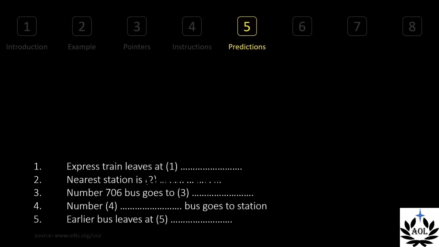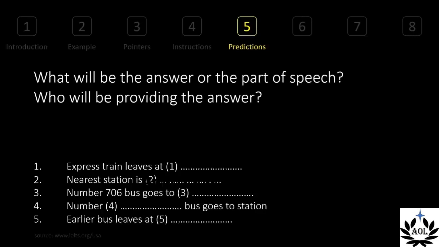What kind of information can be predicted? The information that can be predicted is what the answer will be, or the part of speech, and who will be providing the answer. Why did I write who? See, this is always a conversation. I think we have seen that earlier, that this is section 1. In section 1 it is a conversation between two people. So who will be providing you the answer? You can get an idea from predicting.